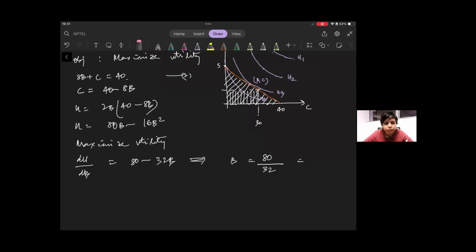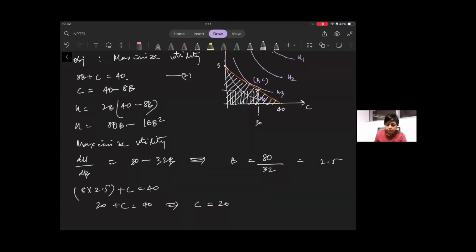It's 20, sorry. Oh God. Yeah, I was multiplying by 4 instead of 2. Yeah, this is 2.5. Plug that back into 8 times 2.5 plus c is equal to 40. This is 20 plus c is equal to 40. C is equal to 20.